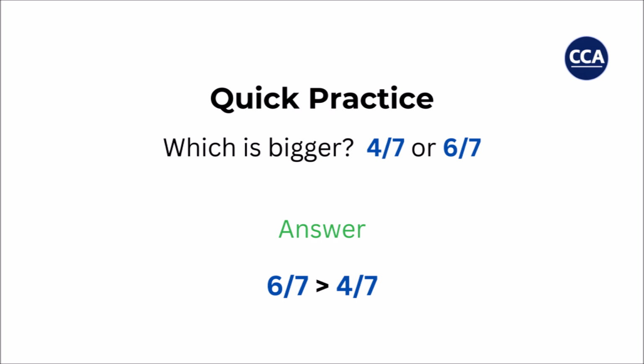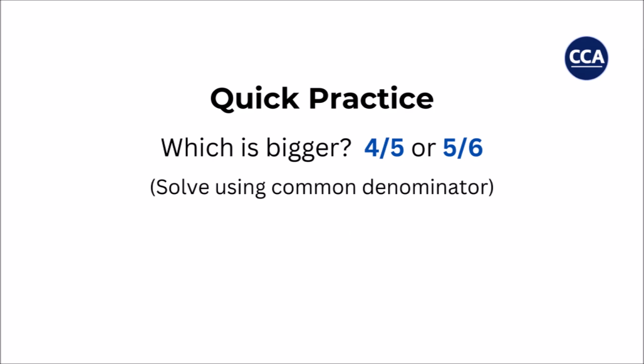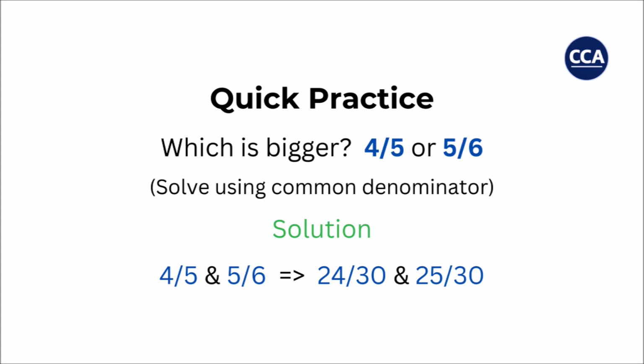6/7 is bigger than 4/7. Next. Which is bigger? 5/9 or 5/8? Pause the video and try. The answer is 5/8 is bigger than 5/9. One more. Which is bigger? 4/5 or 5/6? Solve this by the common denominator method. Pause the video and try. After using the LCM method, the fractions become 24/30 and 25/30. So, the answer is 5/6 is bigger than 4/5.